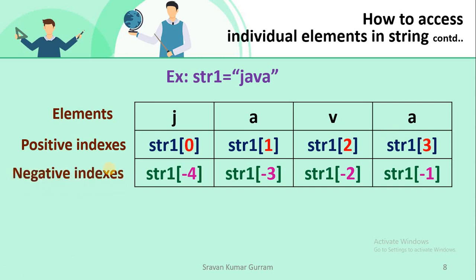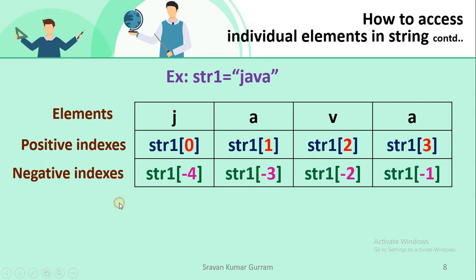If you want to use a negative index value to access the elements, within the square brackets -1 indicates the first character from the last. -2 indicates the second character from the last. -3 indicates the third character from the last and so on. This is how to access individual elements of these strings using positive index values and negative index values.